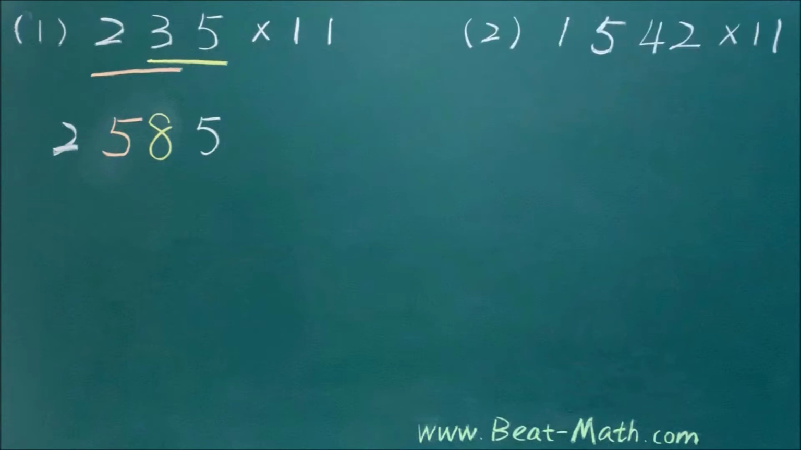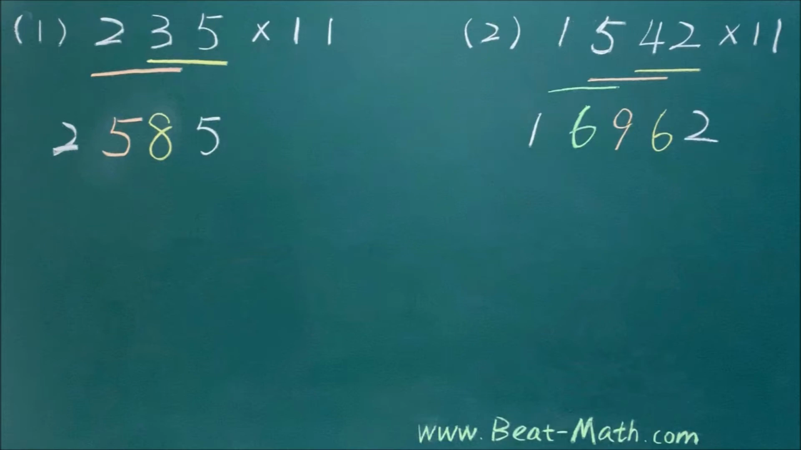Let's look at another example with a four-digit number. 1,542 times 11. It can be solved in the same manner. We put 1 in the first and 2 in the last position. 4 plus 2 equals 6. 5 plus 4 equals 9. 1 plus 5 equals 6. We put 6, 9, and 6 in the middle and get 16,962. That's it. We're all done.